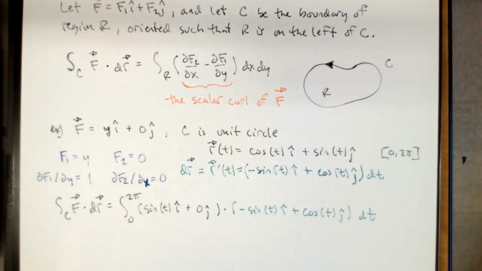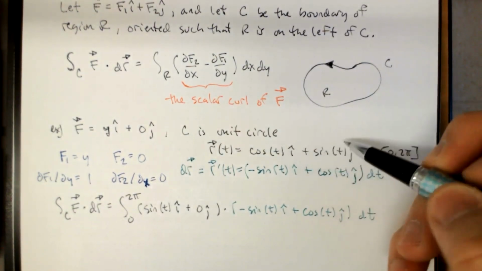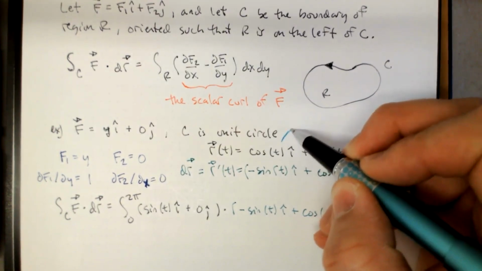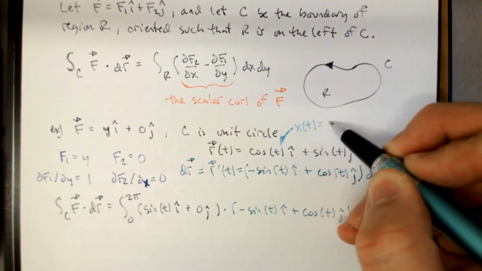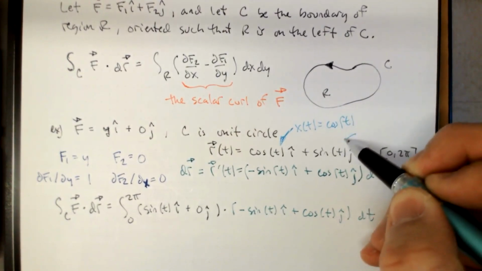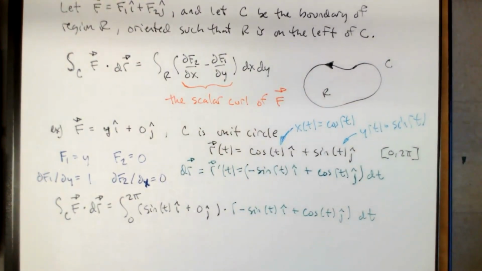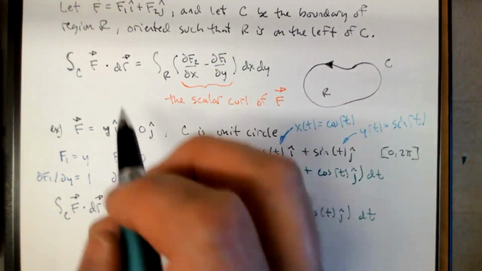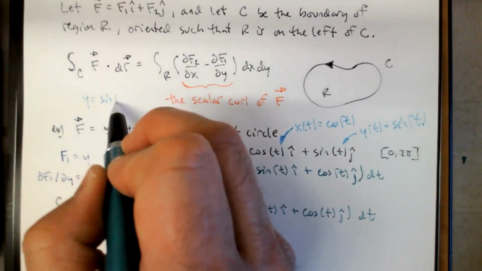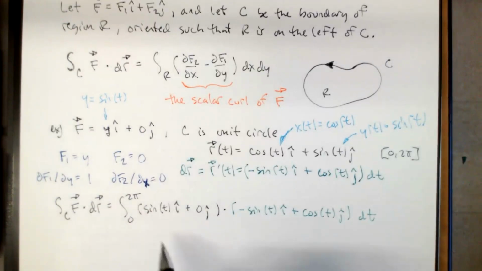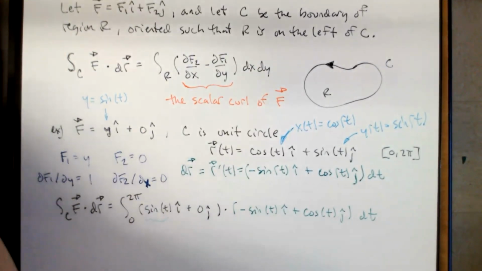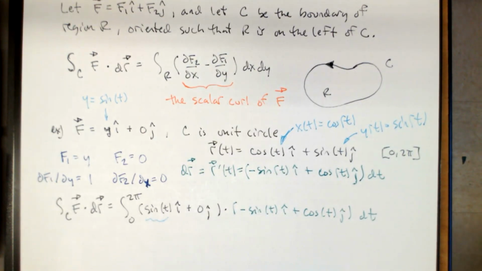That's what the circle is telling us. So since the unit circle is parameterized as cosine t i plus sine t j, we're saying that x of t is cosine of t and y of t is sine of t. So I plug sine of t in for the y. And then that shows up down here. So that's our normal parameterization for a unit circle.